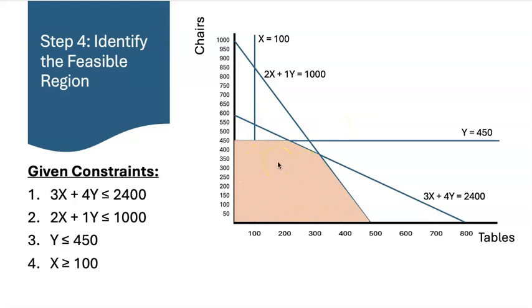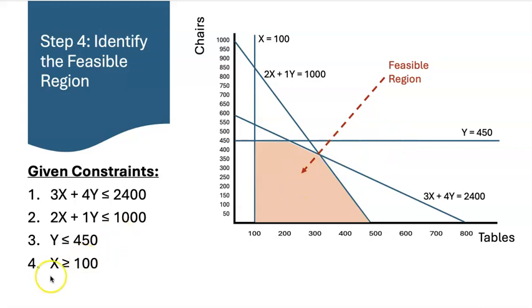And then the last constraint is x greater than or equal to 100. So it should be greater than, that means above, the x equals 100 line. So this is it. We now have our feasible region, the region that satisfies all constraints.